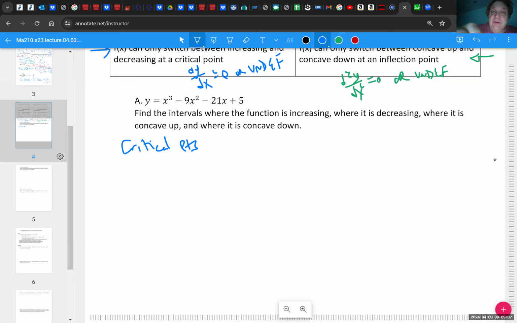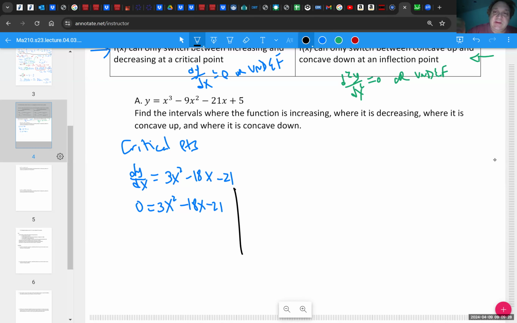Critical points are when the derivative is equal to zero and when the derivative is undefined. So I've got to find the derivative. I'll be differentiating this using our standard shortcut rules. And then we have to set it equal to zero. And we also have to find out when it's undefined.